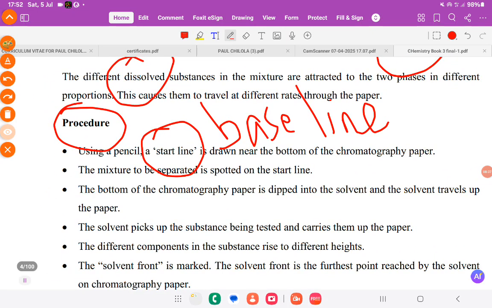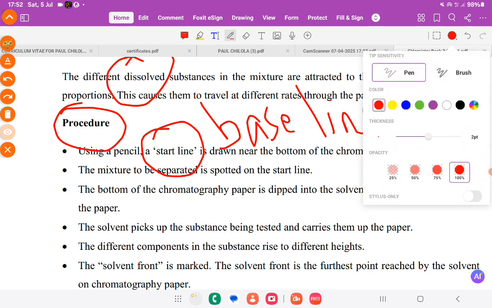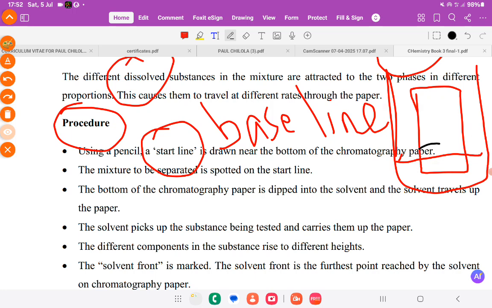Having done that, the mixture to be separated is spotted on the starting line. Okay, so let's suppose that we have a paper, which is dipped in a solvent. A line is drawn just slightly above, right here, and then the mixture to be separated is spotted. So you place a spot there.